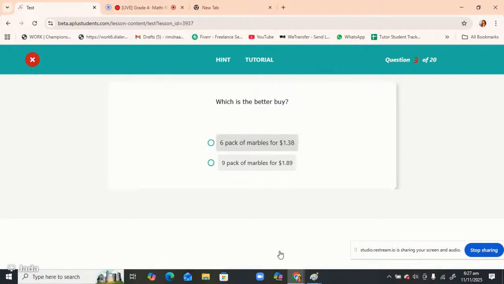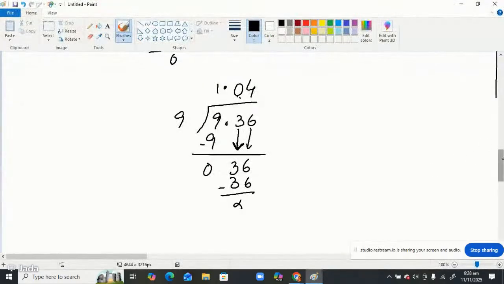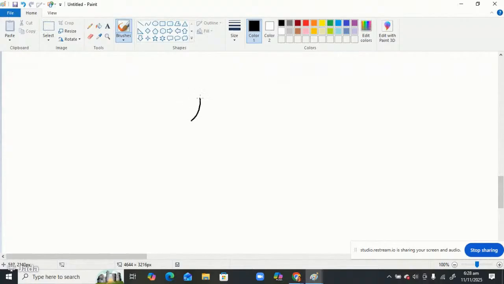Okay, so which is the better buy? A 6 pack of marbles for 1.38 or a 9 pack of marbles for 1.89. Let's solve both of them and then check which answer is better. Then we see. 6 pack of 1.38. 1.38 divided by 6. Now you guys tell me how to do it.